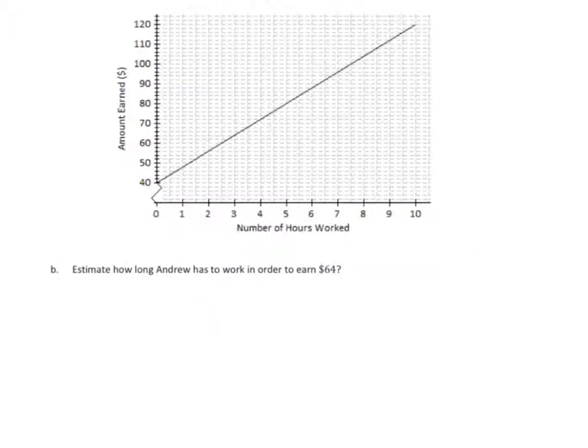Part B. Estimate how long Andrew has to work in order to earn $64. Andrew will have to work 3 hours in order to earn $64. Again, this information is displayed with the lines shown on the graph above.